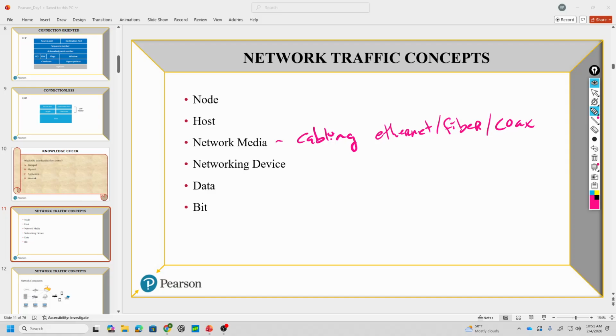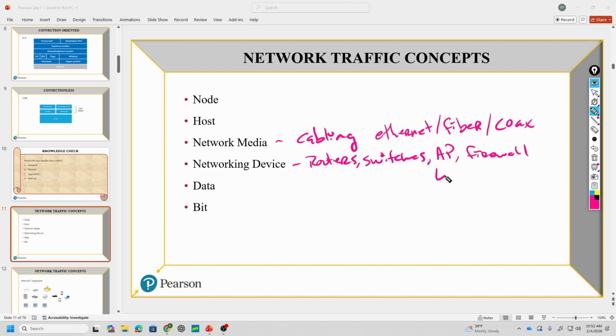Then we have networking devices. Networking devices could be or are routers, switches, access points, and a firewall can be considered a networking device because it controls traffic.